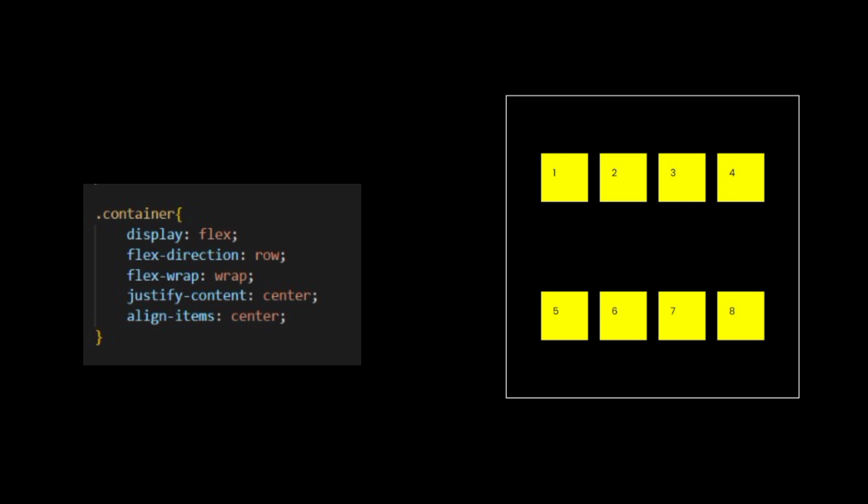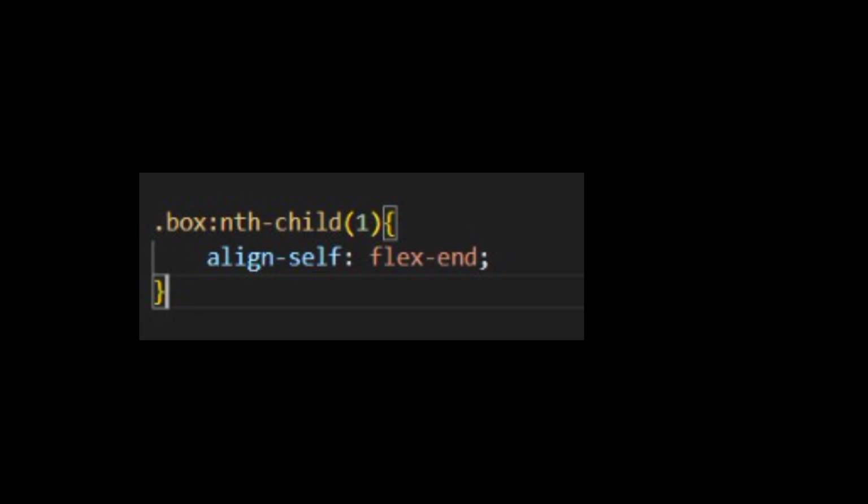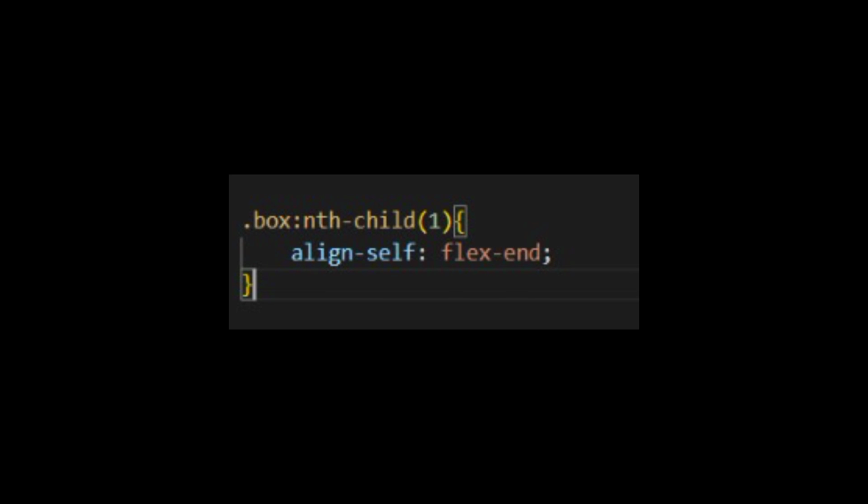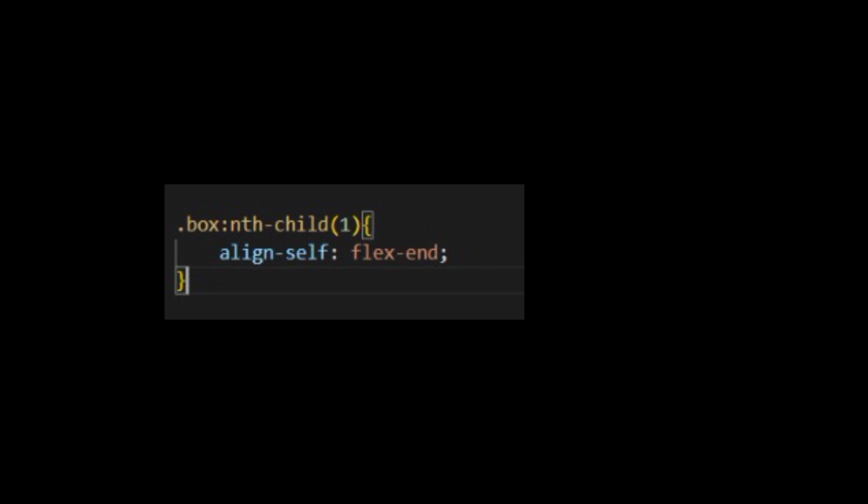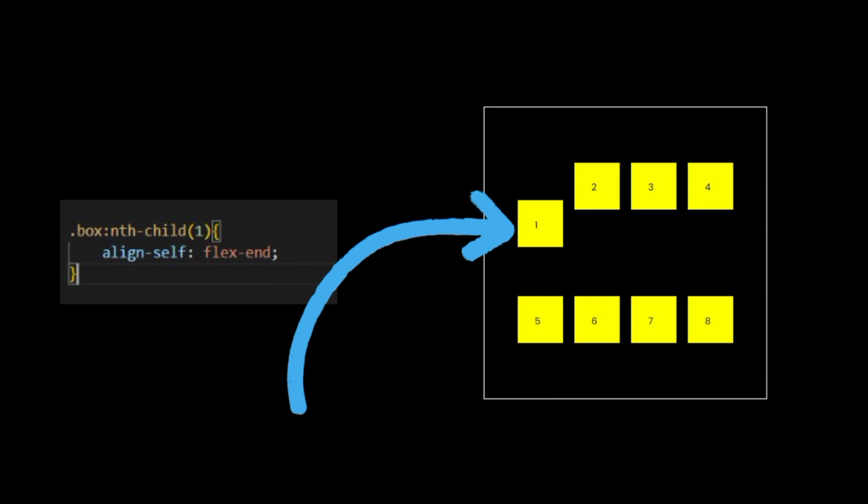Now to understand this better, we're going to be having one example. Here you can see that we have align items as center. Now let's say we want to target the first box. By using the nth-child one, we're going to be grabbing this first yellow box. And then let's use the property align self to flex end. And then you'd see that now this box with one as the text would come down and align itself differently compared to the other boxes.